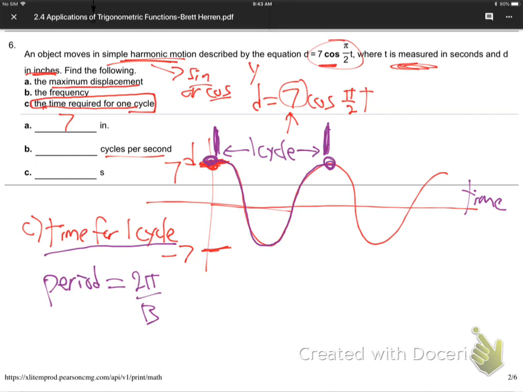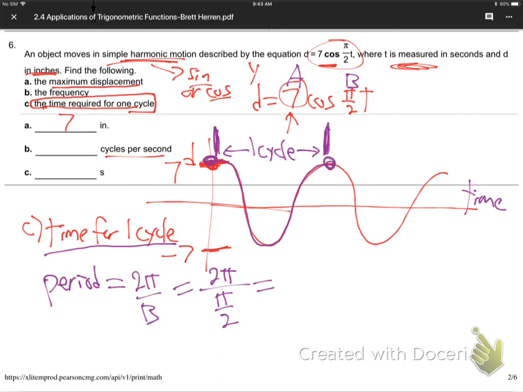What's the b? Good, yeah, because this is the A, this is the B. B is the number next to the X, or in this case, the T, the variable they're using. So then this is going to be 2 pi over pi over 2.